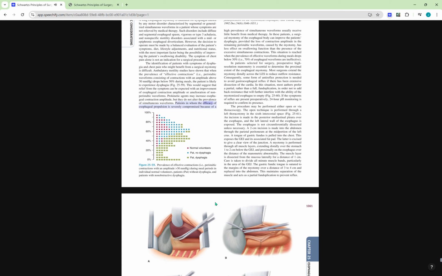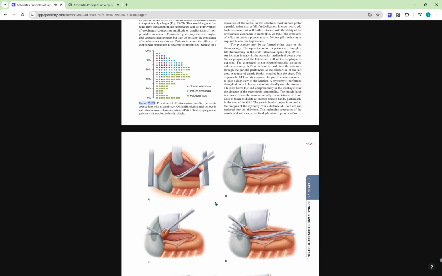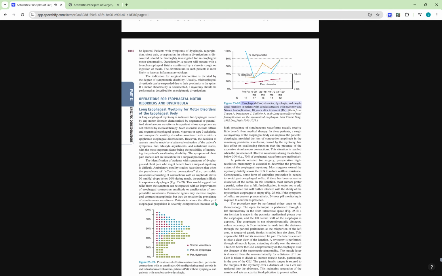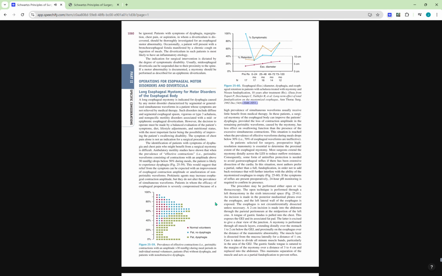Patients in whom the efficacy of esophageal propulsion is severely compromised because of a figure 25 to 59. Prevalence of effective contractions during meal periods in individual normal volunteers, patients without dysphagia, and patients with non-obstructive dysphagia. Figure 25 to 60. Esophageal diameter, dysphagia, and esophageal retention in patients with achalasia treated with myotomy and Nissen fundoplication 10 years after treatment. 1,046 to 1,051.